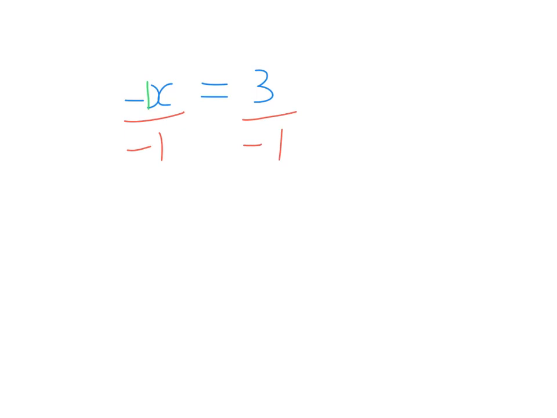On the left hand side, minus 1x divided by minus 1 will cancel out. So you'll just be left with an x. Again, a minus divided by a minus will give you a plus here, so that's why it's positive x now. On the right hand side, a positive divided by a negative will give you a negative, and 3 divided by 1 will give you 3. So your overall answer is x is equal to minus 3.